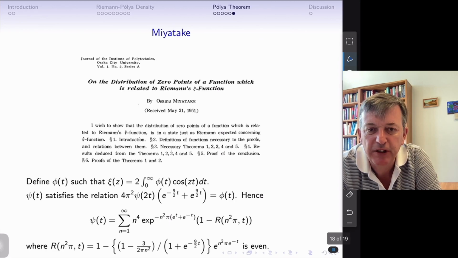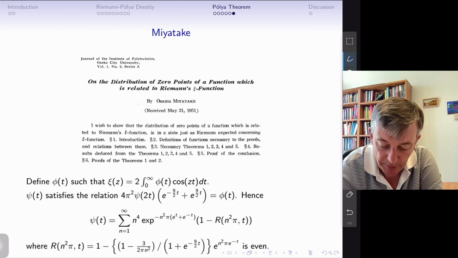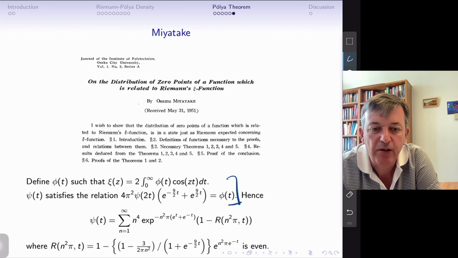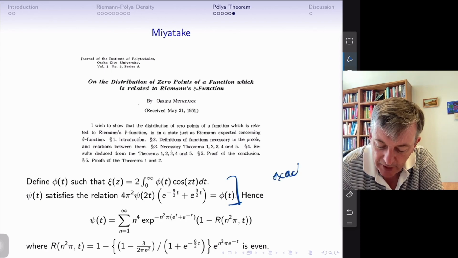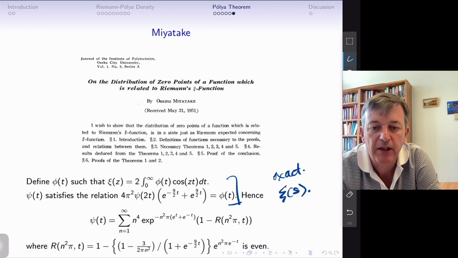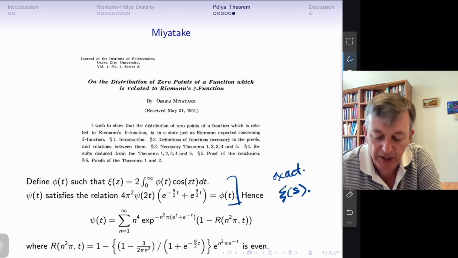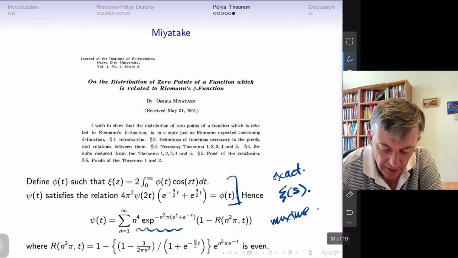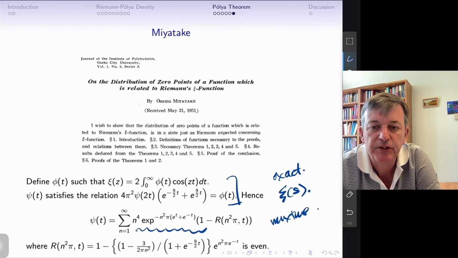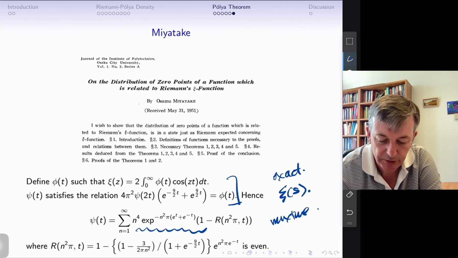Just one more little observation. Another paper that seems to have passed people by is by Mataki in 1951, and he has a very clever little trick for again rewriting exactly. As opposed to the Polya approximation of the psi function, this provides an exact mixture representation, and it looks similar to a mixture of Bessels. So again, I think that's another interesting approach.